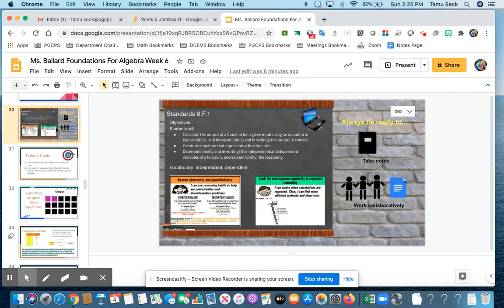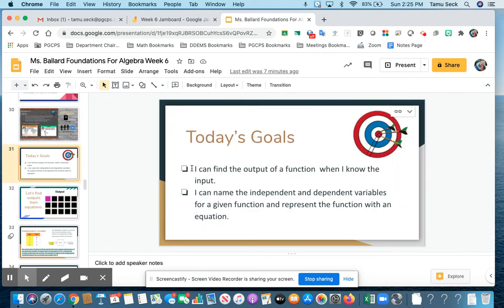Today, we're going to talk about standard 8.F.1. We're going to calculate the output of a function for a given input using an equation in two variables and interpret the output in context, create an equation that represents a function rule, determine the independent and dependent variables of a function, and explain the reasoning. Today, you should be able to find the output of a function when you know the input, and you can name the independent and dependent variables for a function with an equation.